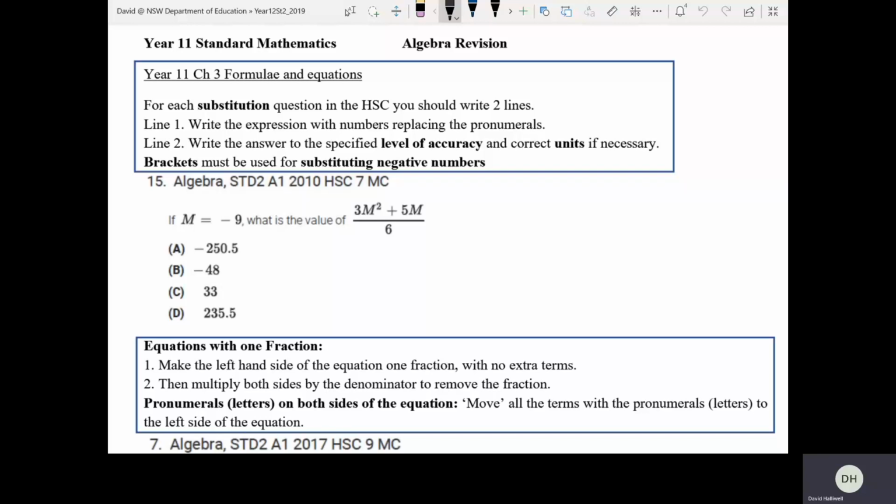So here's an example. m is -9. What's the value of that? So first line you would substitute in, include your hidden timeses. So there's a hidden times there and the hidden times there. So 3 times bracket -9 all squared plus 5 times bracket -9 over 6. Put in your calculator, you get 33. Just a key note, if you didn't use brackets, you'd get the answer wrong. And the particular reason is because of this m squared, this -9 squared. If you don't use brackets, you get the wrong answer.